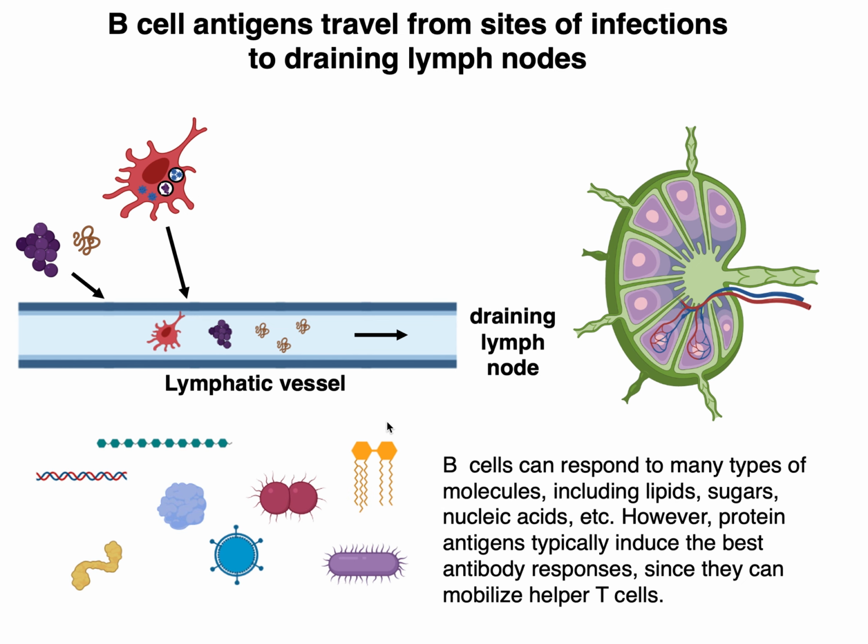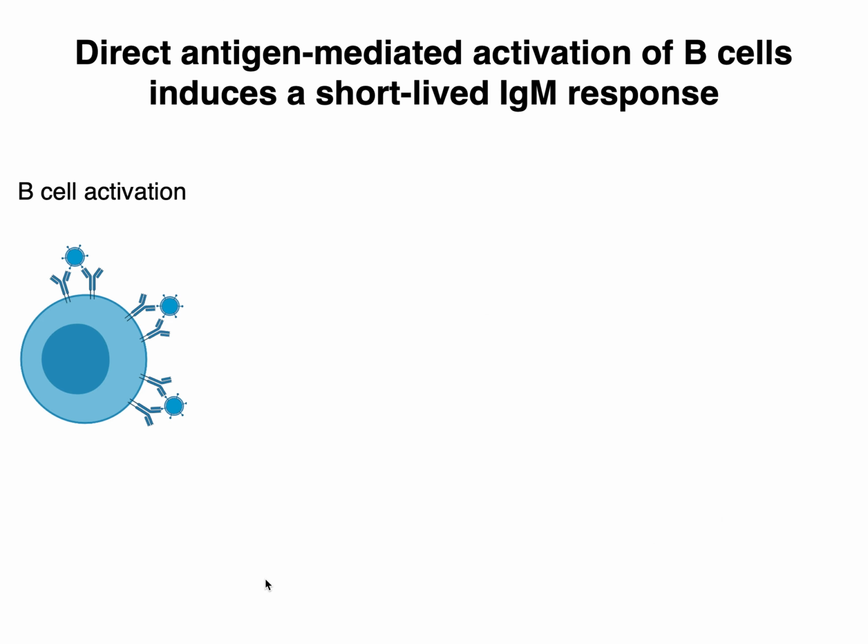What are the types of antigens that can activate B cells? Virtually anything. B cells can respond to lipids, sugars, nucleic acids, proteins, polysaccharides, all sorts of things. Protein antigens tend to induce the best antibody responses because proteins can also activate T helper cells, but really B cells can respond to most anything.